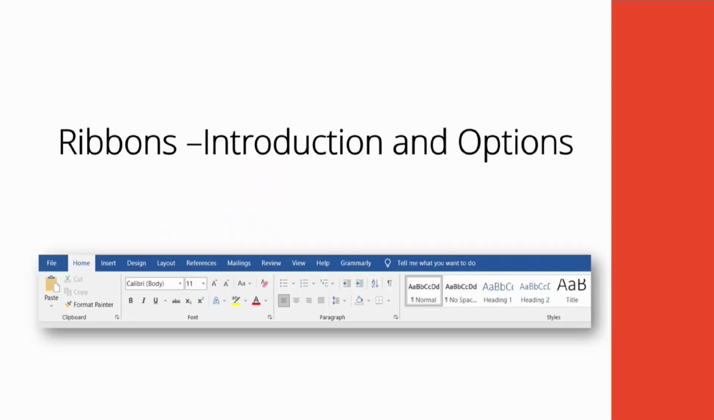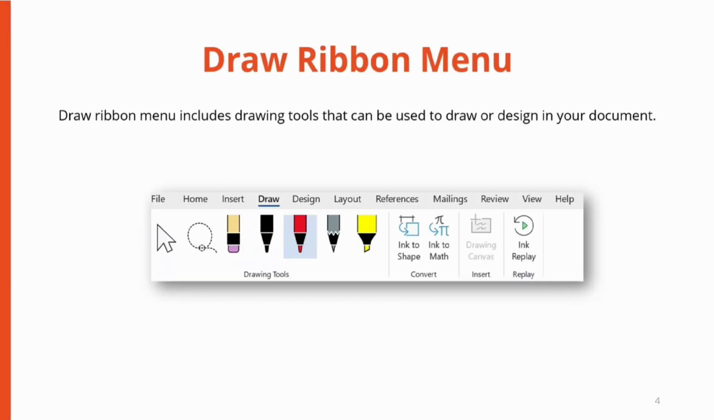As we know, we will be learning today the draw ribbon menu, the design ribbon menu, and the layout ribbon menu. So let's start with the draw ribbon menu. What is draw ribbon menu? Draw ribbon menu includes drawing tools that can be used to draw or design in your document.